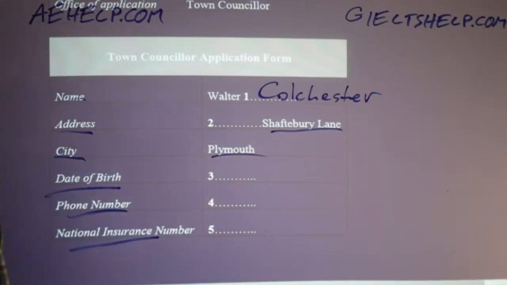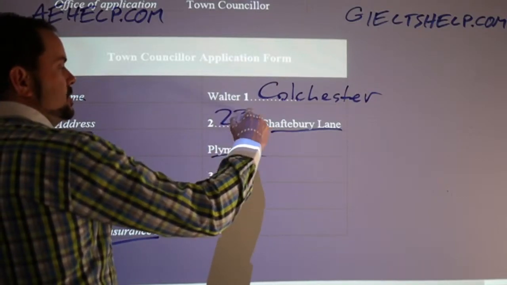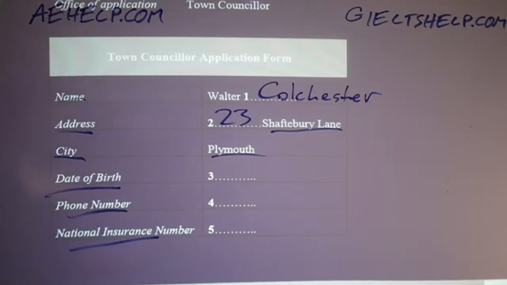So where does Mr. Colchester live? Carolina is giving everybody a bit of help here. It's the specific street address. It's just the number. It's 23 Shaftesbury Lane. And Tanush, Amu, Krishna Shayam, Mystical Web, what a handle, you've got it all correct. Very nice. And then the city, he's in Plymouth.